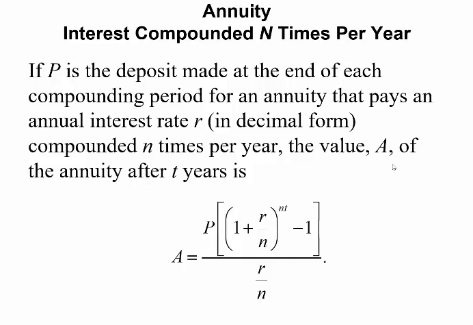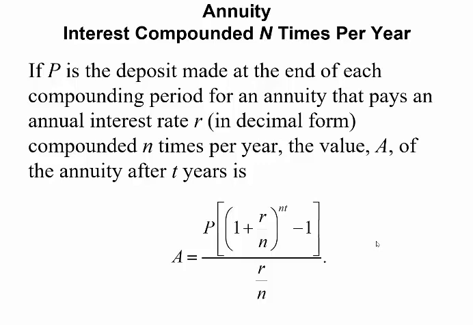If it's bi-yearly, n will be 2, and so on. The value A of the annuity after T years is given by this crazy formula. The principal times, in parentheses, 1 plus R divided by N, raised to the N times T power, minus 1, divided by R divided by N. Same crazy thing here.